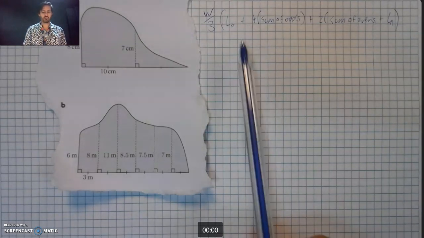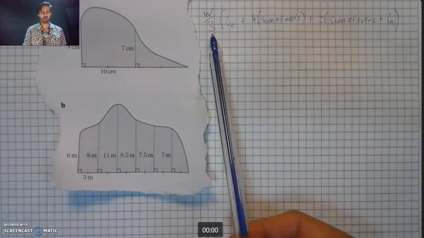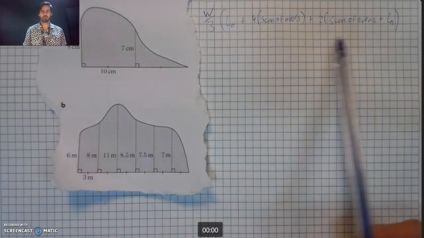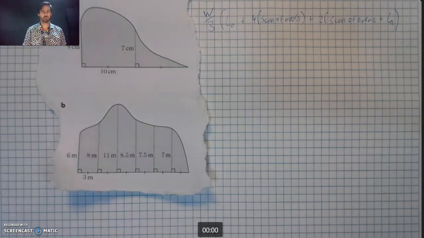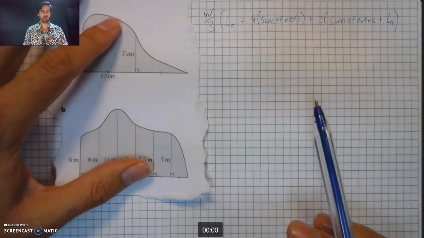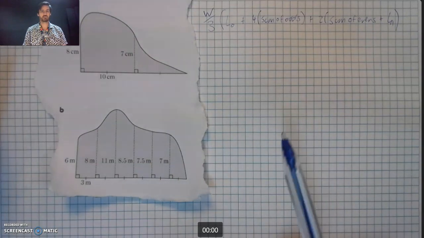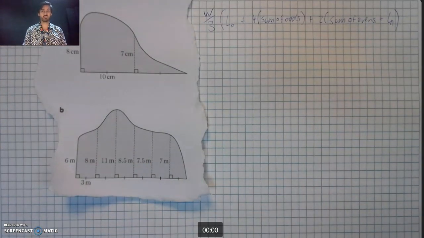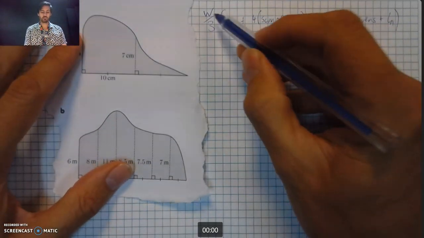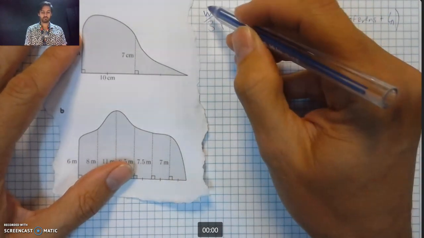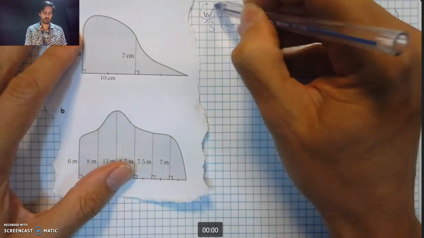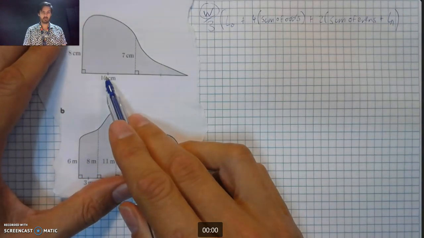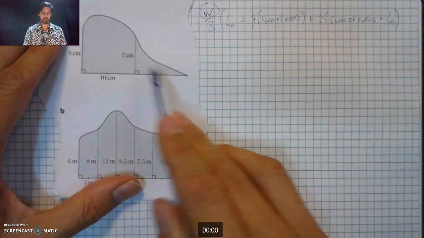Now, the formula they give you in the book is a longer and, I think, more confusing version of this. First things first, we're going to go through the formula and show you what these things actually relate to and apply to. The first thing we're going to talk about is our W. Now, our W stands for width. And our width is these sections here, the width of each section.